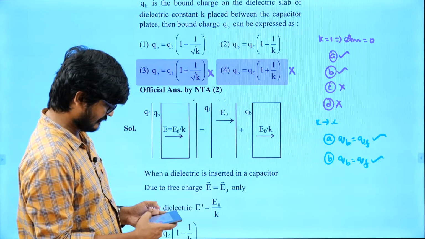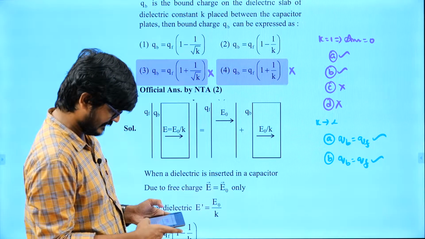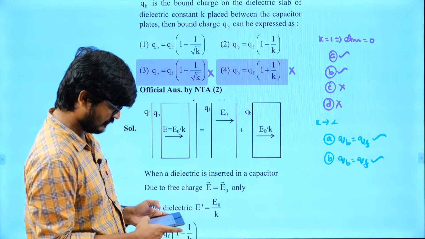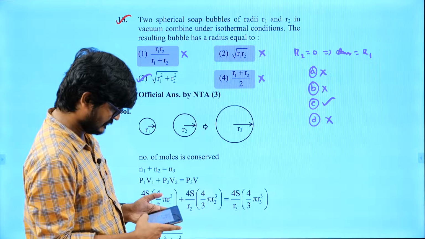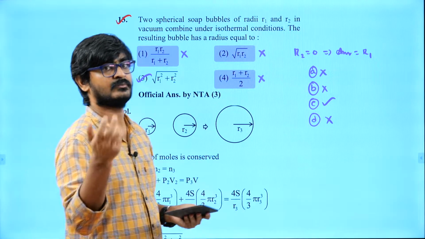Next one, I checked when k equal to 1 what will happen, k tends to infinity what will happen. I could eliminate two options. Now the next one I have seen, when R2 equal to 0, the meaning is no, one bubble is not there at all.